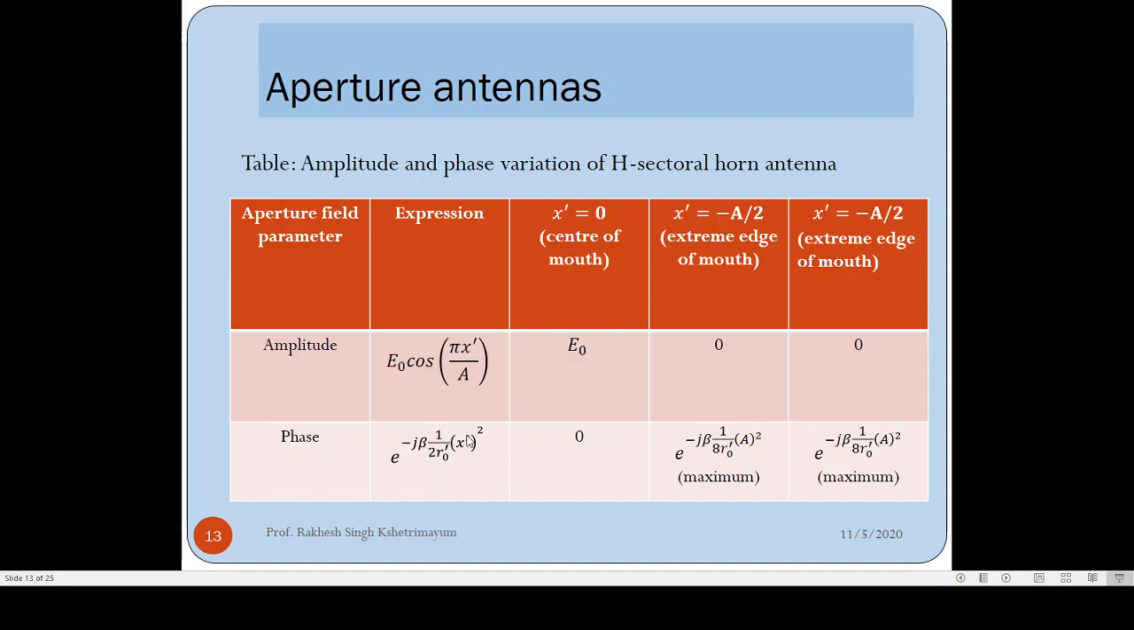How about the phase variation? At the center of the mouth of the horn antenna, x dash is 0, so this will become 1. Exponential 0 means 1. That means we don't have any phase variation, it is multiplied by 1. But at the two extreme ends of the mouth, where x dash is equal to minus a by 2 and plus a by 2, there is maximum phase variation, exponential minus j beta divided by 8 r naught dash a square, same for the other end. So what you're observing is that the amplitude is maximum at the center and minimum, equal to 0, at the two edges. And there is no phase variation at the center of the mouth of the horn antenna. At the two extreme edges, we have maximum phase variation.